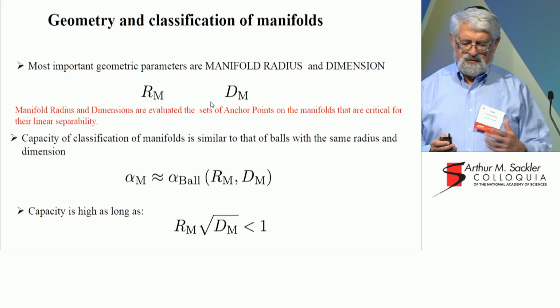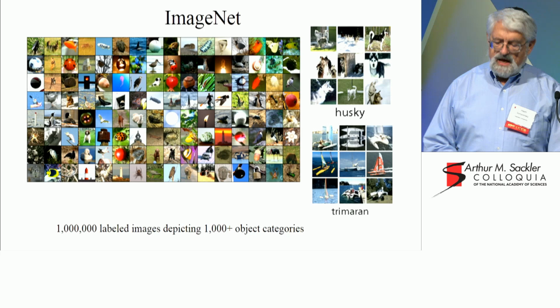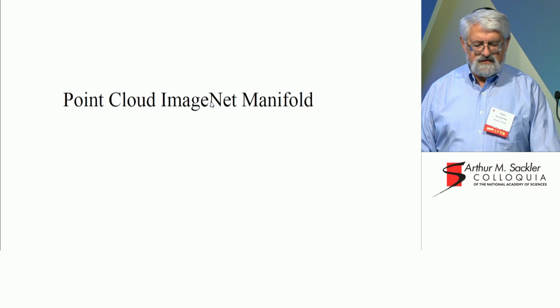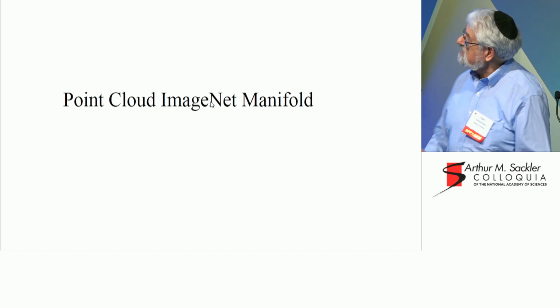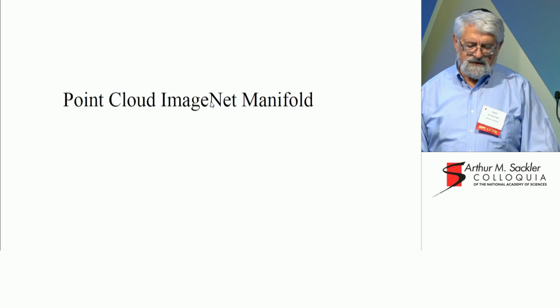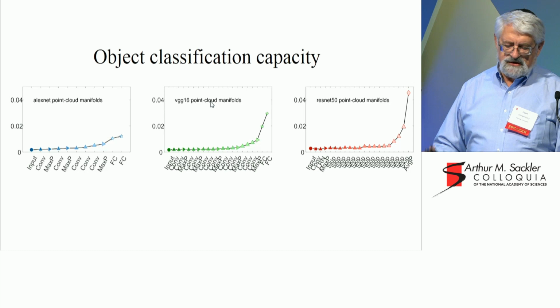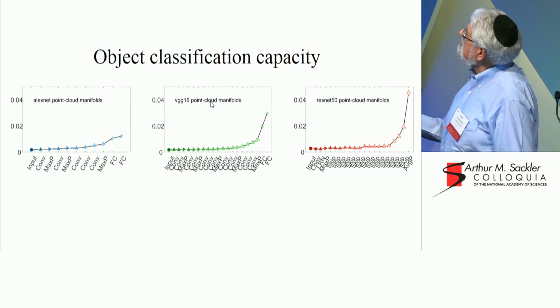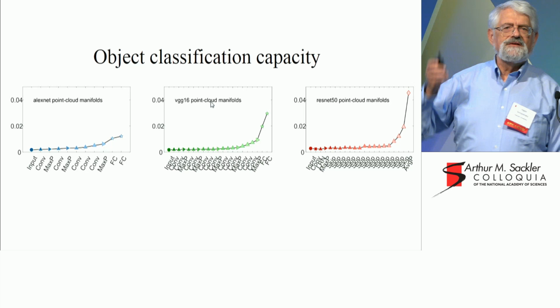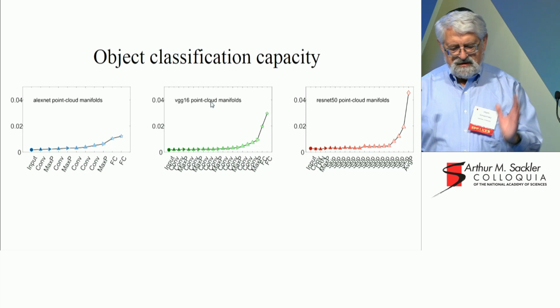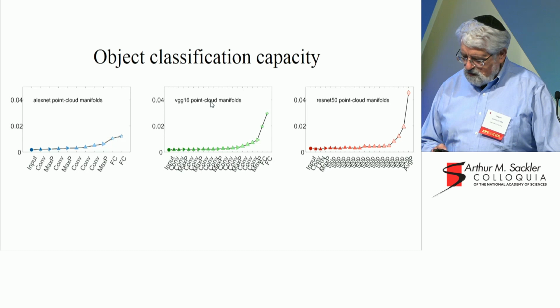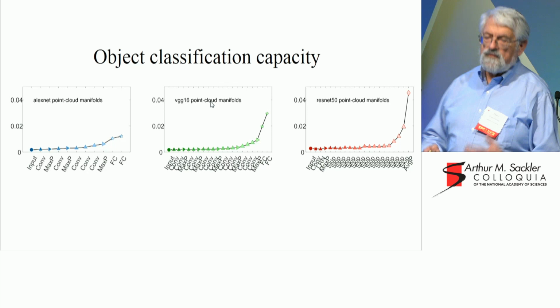Okay, so let me just show how it works. Here we have the data, the ImageNet, and now we are thinking about each one of those images corresponding to one of the object categories as a manifold, and we are going to look at different object recognition networks. This is AlexNet, this is VGG16, this is ResNet 50, and you can look at ResNet and so on. But now we have an algorithm that we can apply to each layer of each one of these networks, and compute the capacity, the maximum number of manifolds or objects that can be linearly separable per neuron in each one of those stages.